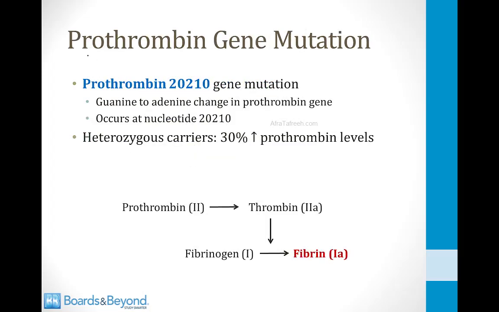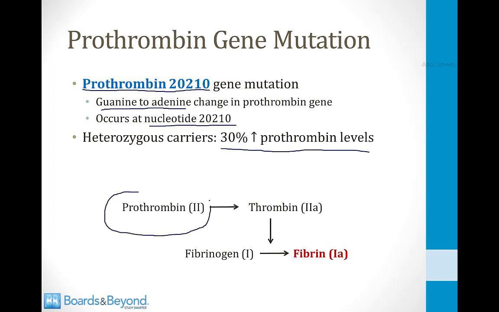Our next disorder is the prothrombin gene mutation. It's technically called the prothrombin 20210 gene mutation. It results from a guanine to adenine base change in the prothrombin gene that occurs at nucleotide 20210, hence the name. If you are heterozygous, meaning you have one prothrombin gene with this gene mutation, there is a 30% rise in your prothrombin levels. For homozygous patients, it's even higher. What this means is that patients with this gene mutation make excess prothrombin, and this places them in a hypercoagulable state.